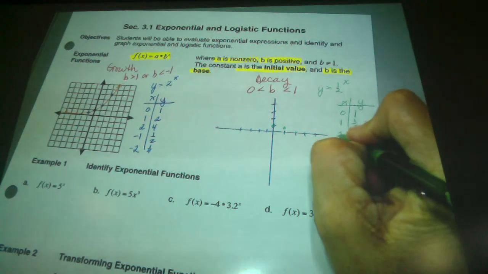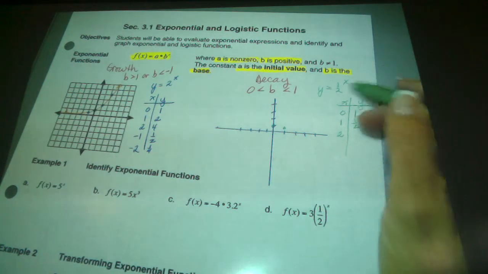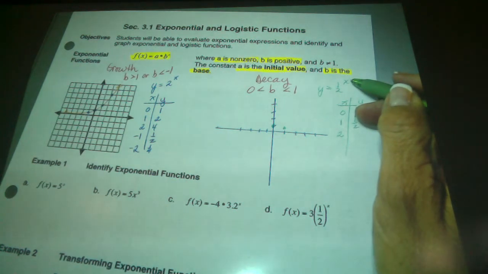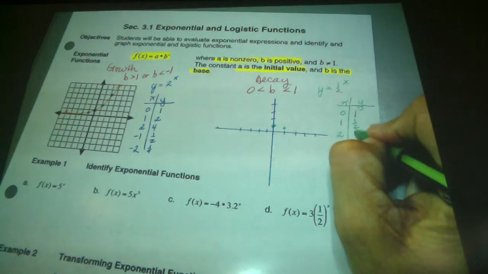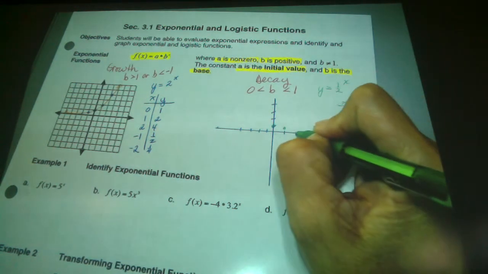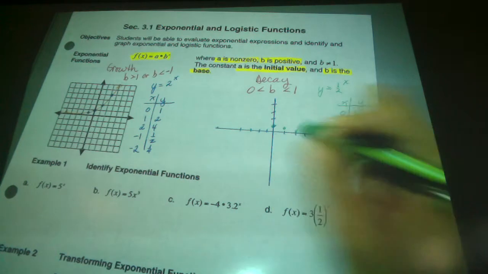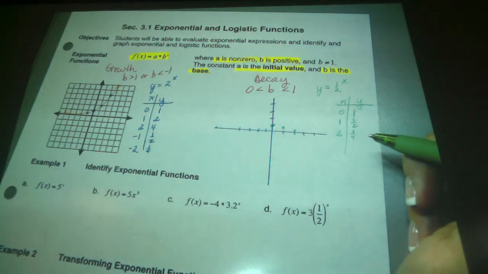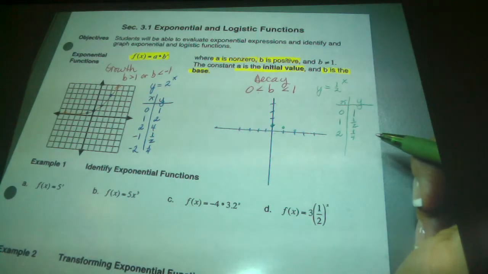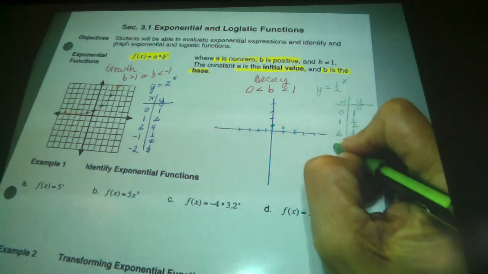We'll do one more positive, we'll square it. So if I take 1/2 and square it, I have to square the 1 and square the 2. Don't I get 1/4? X is 2, y is 1/4, so it's getting closer and closer to the x-axis, but this time on the right-hand side. So let's do some negatives.